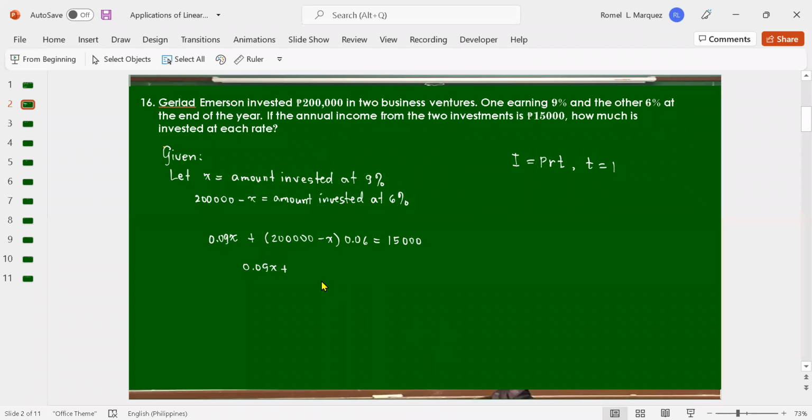That is 12,000, no? And then minus 0.06x. Okay, guys? And this is equal to 15,000. So combining 0.09x and 0.06x, so minus, no? So that is 0.03x. And then we have 3,000. Am I right, guys? So what is x, children?